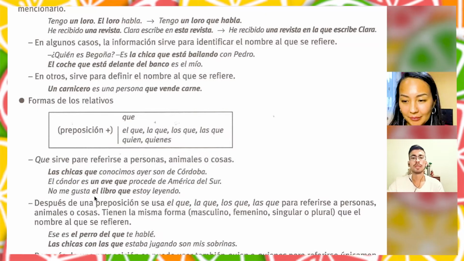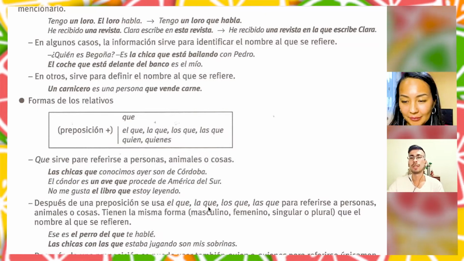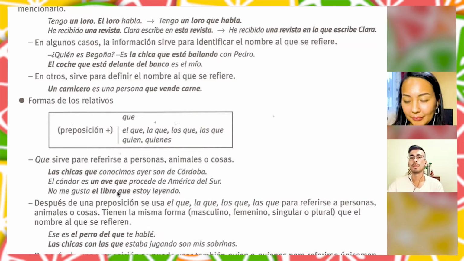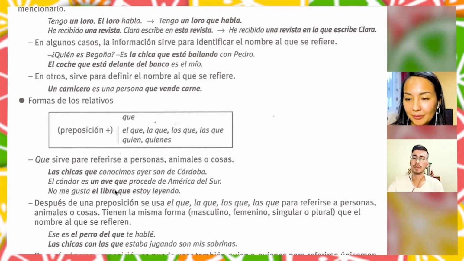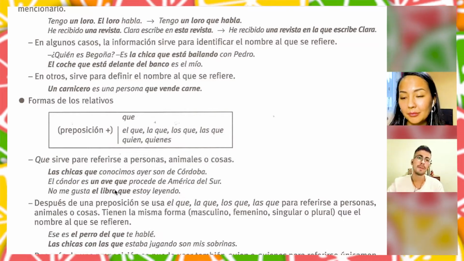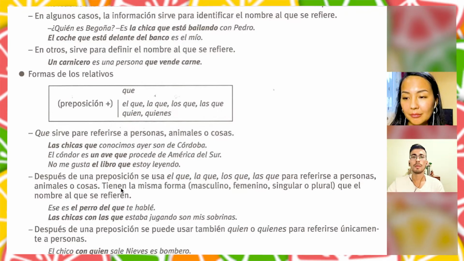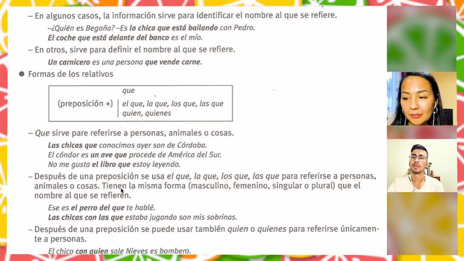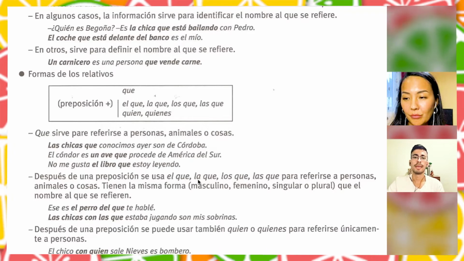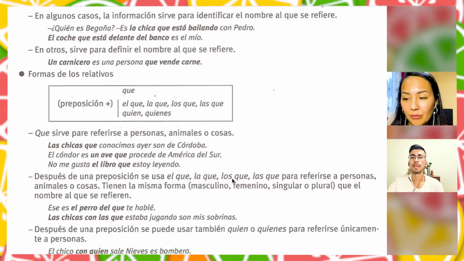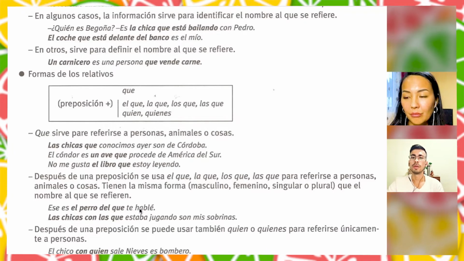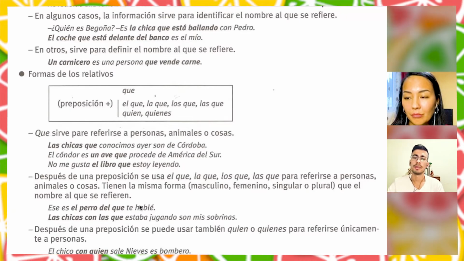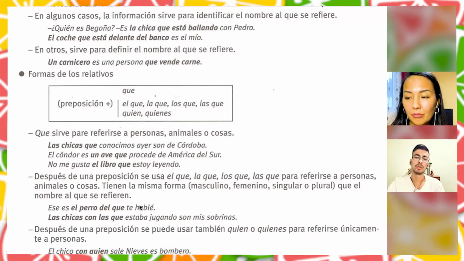No me gusta el libro que estoy leyendo. I don't like the book that I'm reading. So we can use it for all of them. So it's important to talk about the article that we are using with. El que, la que, los que, las que, right? So it will always change depending on our noun.